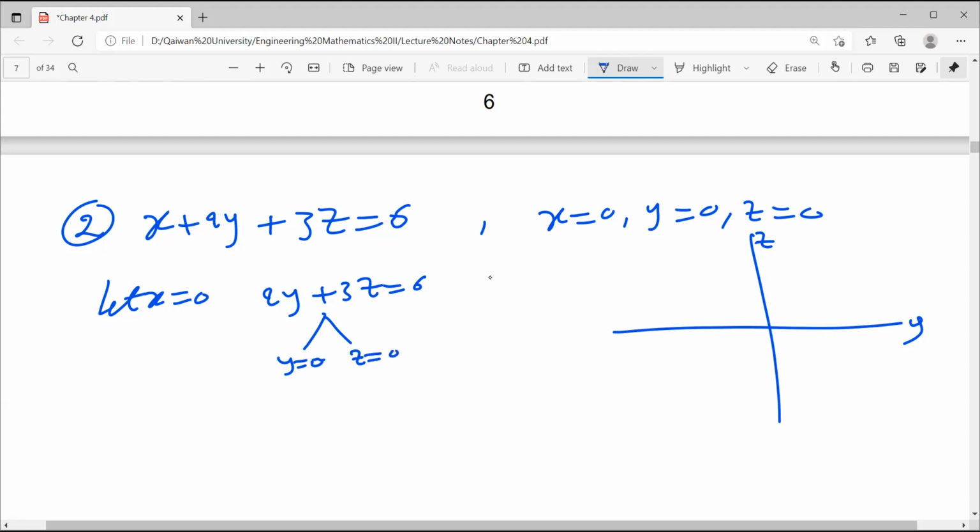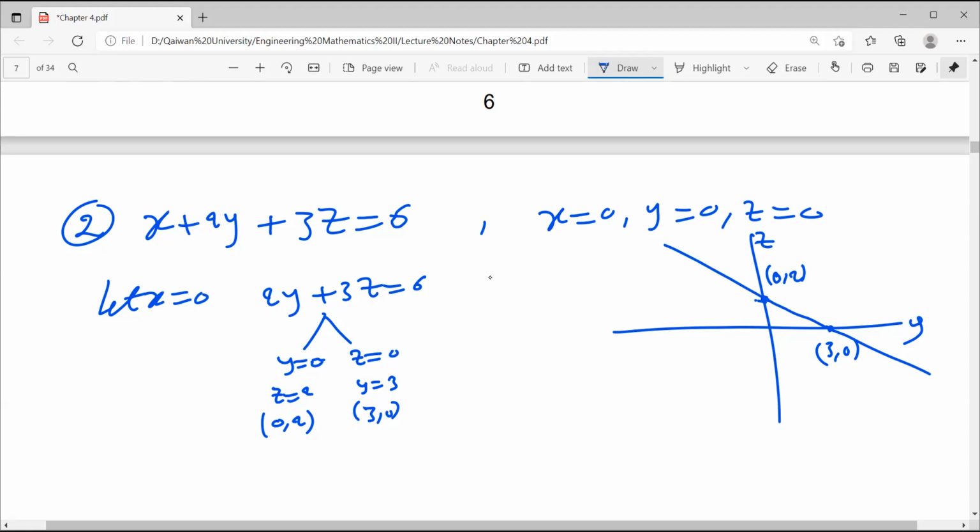If y to be 0, z is 2. So the point is 0 and 2. If z to be 0, y is 3. So the point is 3 and 0. We just plot these 2 points on the yz plane. This is 3 and 0, and this is 0 and 2. We just join these 2 points, and then we expand the line. This is the graph for the first case, if x to be 0.